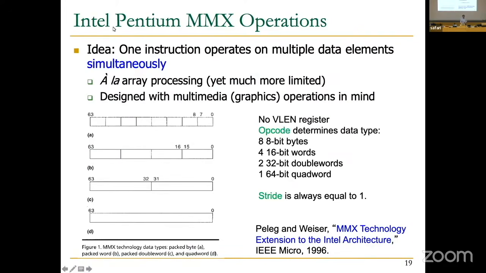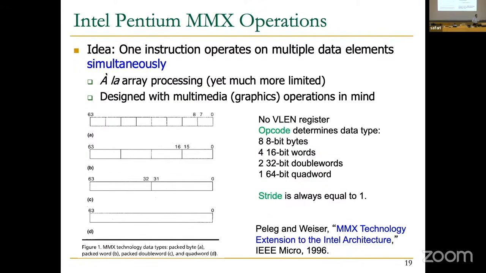This was introduced first by Intel, as this paper describes. Basically, they called it the multimedia extension operations initially. Now it's named something else, as you will see soon. But the basic idea is SIMD: one instruction operates on multiple data elements simultaneously. In this sense, it's really very much similar to array processing, right? This is not vector processing.